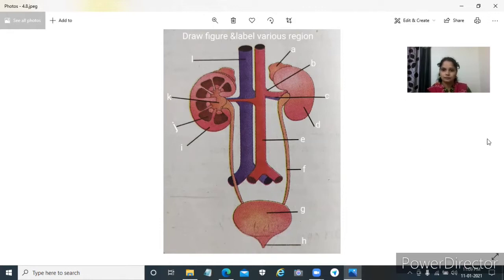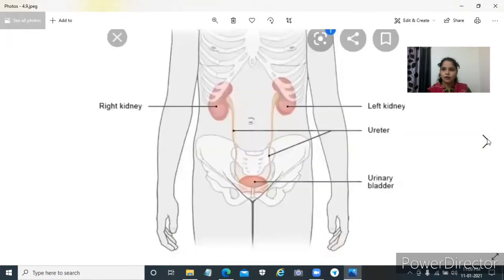Next one is the position of the kidney. It's a front view. This is the left kidney. This is the right kidney. Now the ureter arises from here and meets the urinary bladder. Their location: they are located from the 12th thoracic to the 3rd lumbar vertebrae. So this is the position of the kidney in our body.